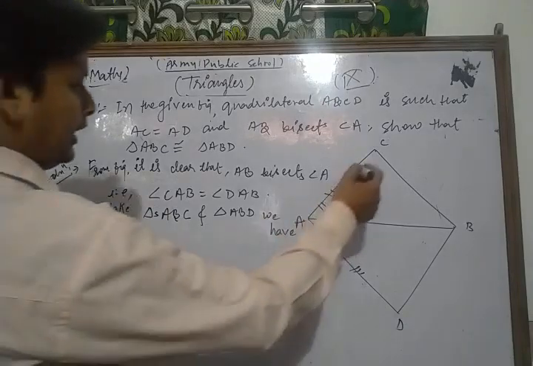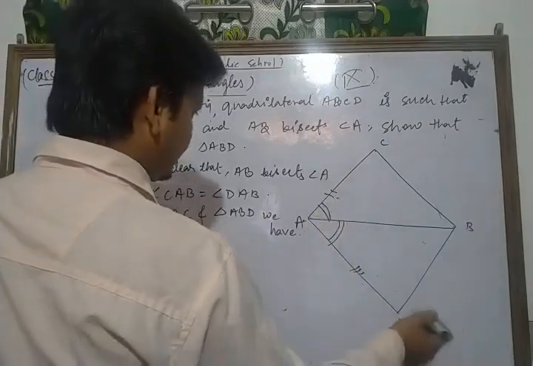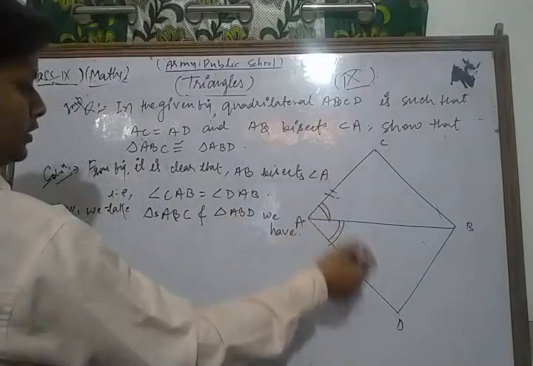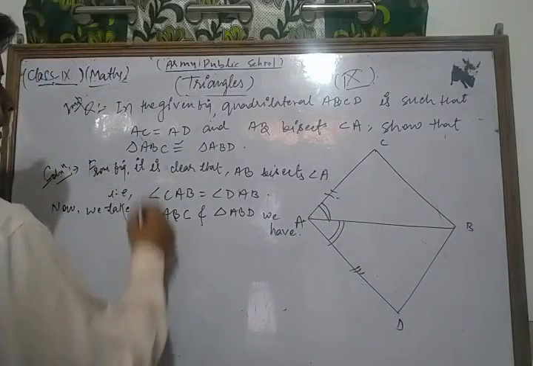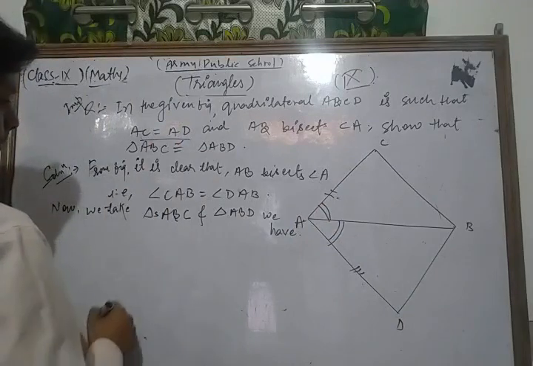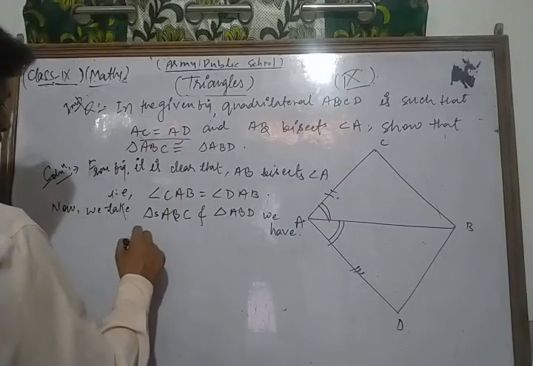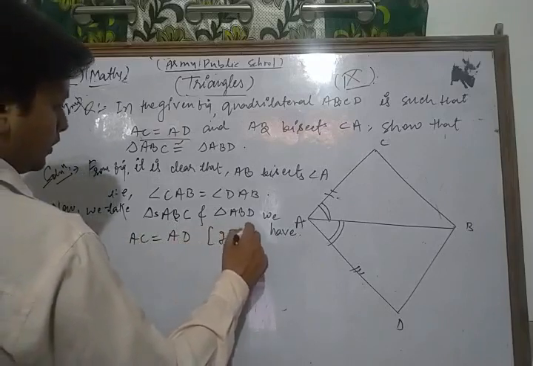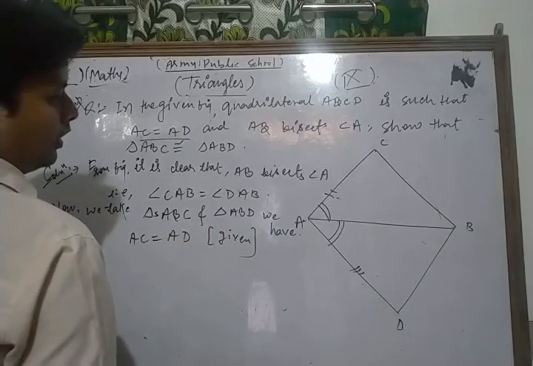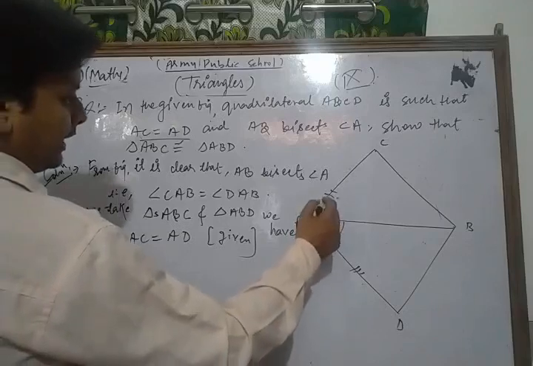Now let's see. In ABC and ADC we have AC is equal to AD, because it is given that AC is equal to AD. This is given in our question. And that angle is equal to that angle.